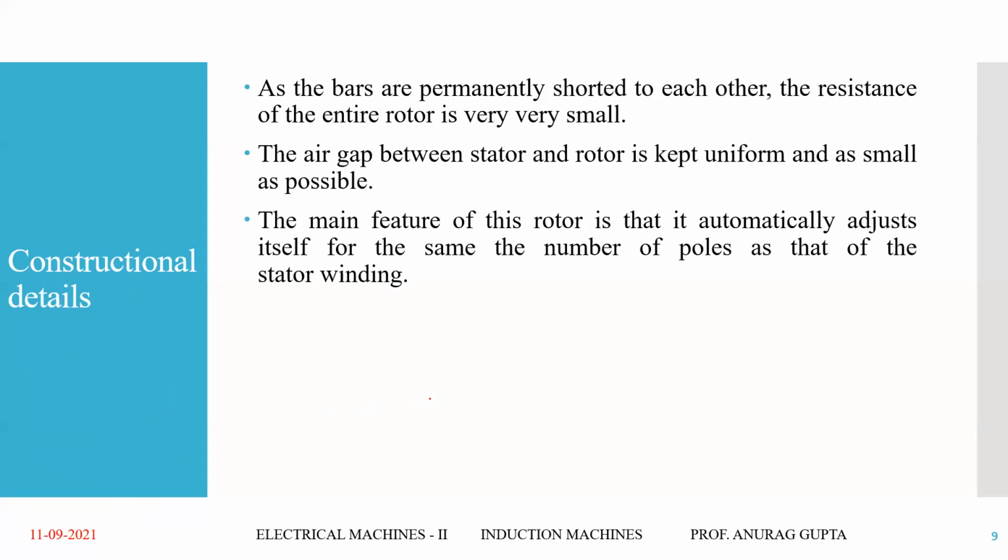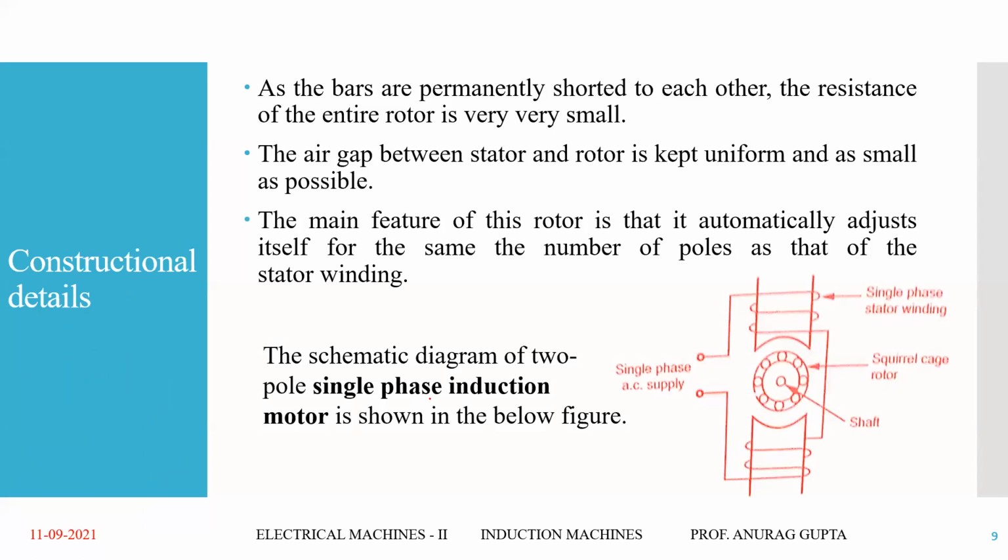The main feature of this rotor is that it automatically adjusts itself for the same number of poles as that of the stator winding. That's the main feature of this cage rotor. So you can see this time, a single phase supply. This is your number of poles, single phase. This is single phase stator winding. Clear? And I'm giving supply to the stator winding.